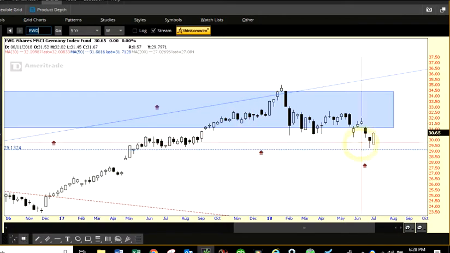So not surprised about the pullback to this area. All right, let's look at Japan.